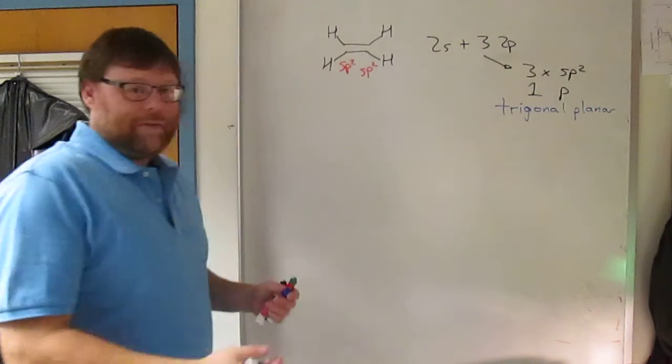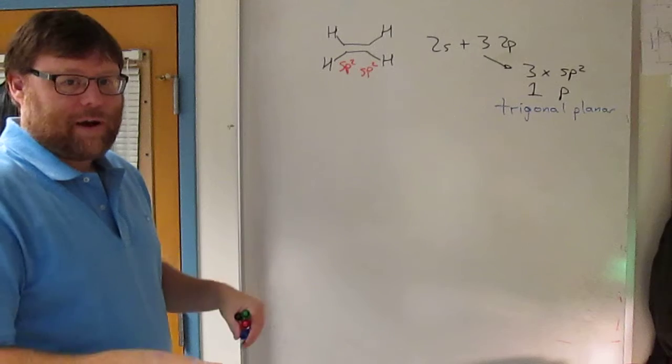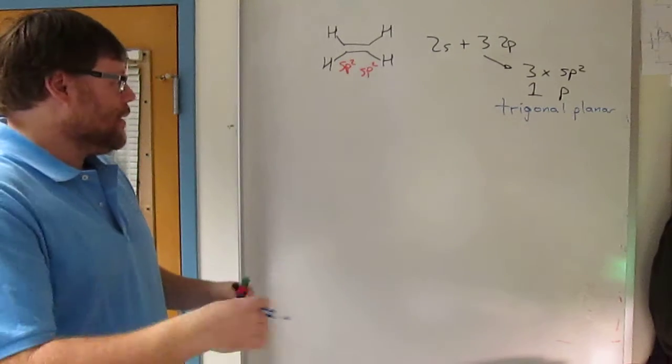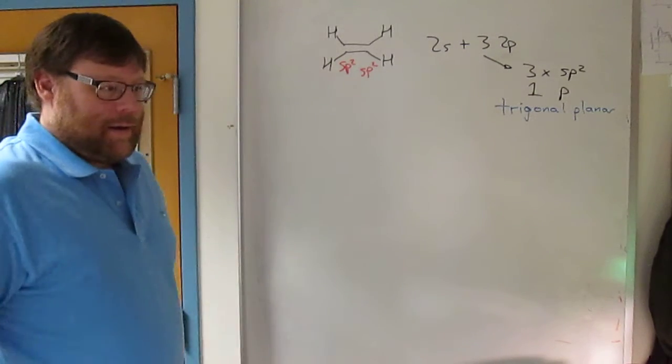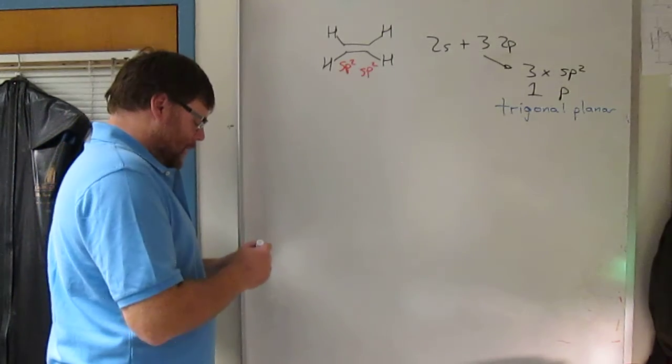And that's basically just something you have to memorize. You can work it out sort of by logic. The easiest way to arrange three objects around one object is in a plane. That keeps those groups as far away from each other as possible. Alright, so let's do that.